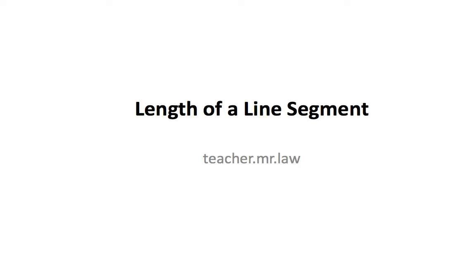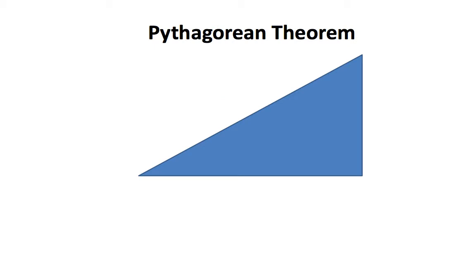In today's lesson, we're learning how to calculate the length of a line segment. Calculating the length of a line segment is based on the Pythagorean theorem. As you can see, this is a right triangle.